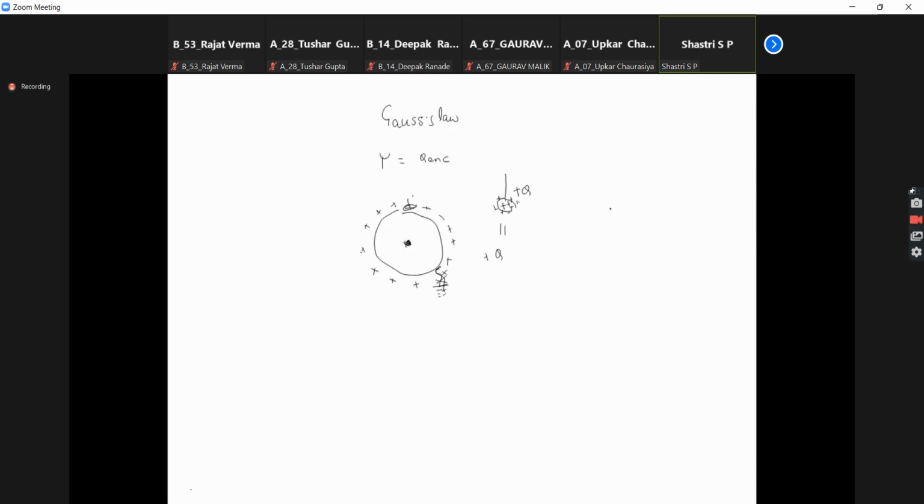So you take any random closed surface, and if suppose there is a 10 nanocoulomb charge there, and that charge is radiating out flux, like this, then the amount of flux will equal that 10 nanocoulomb only. But the condition is that the surface is enclosing some charge, then only. Otherwise no. So this is Gauss law. Now I will move to the PPT so that we can get more insight into this flux concept.